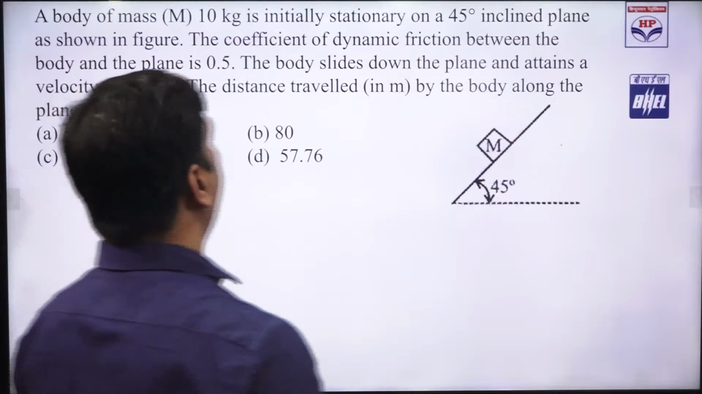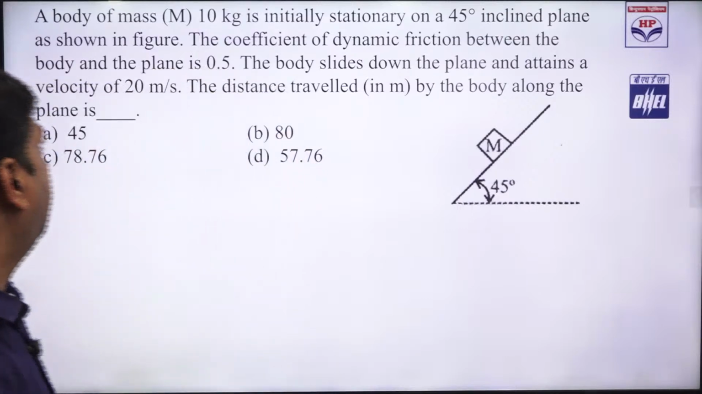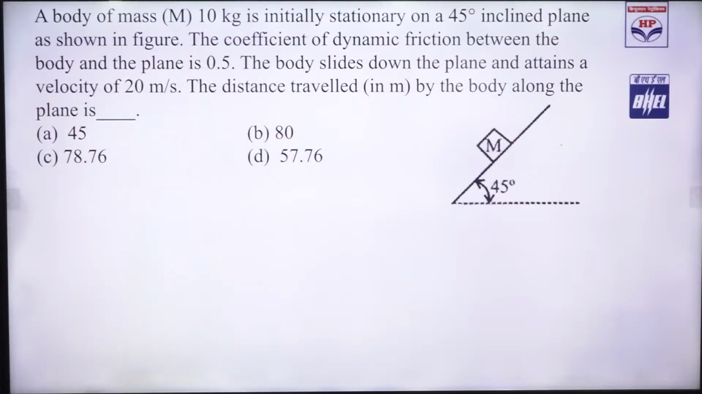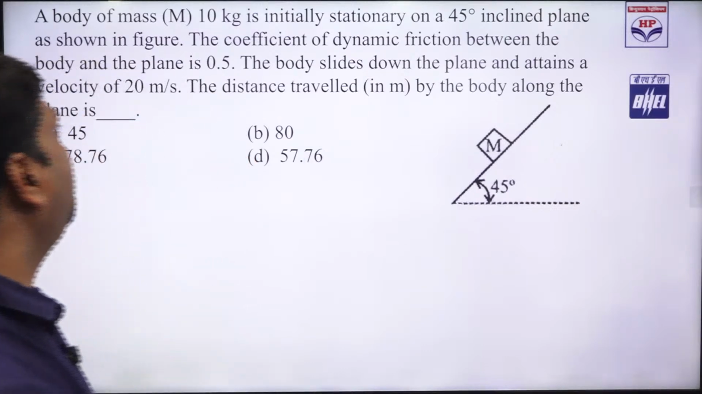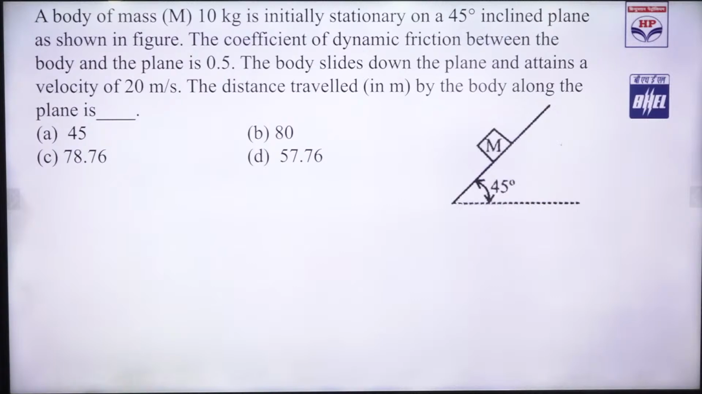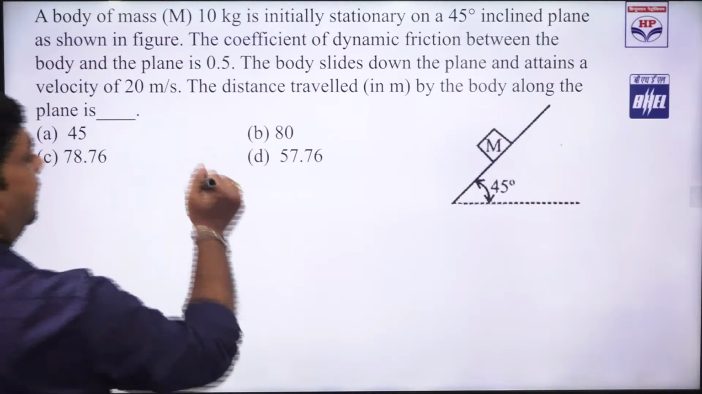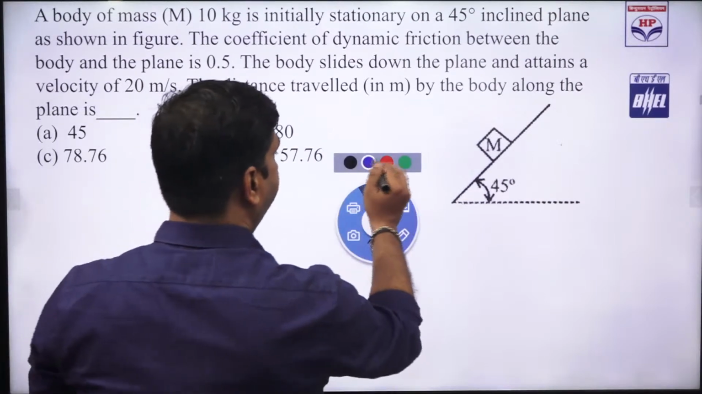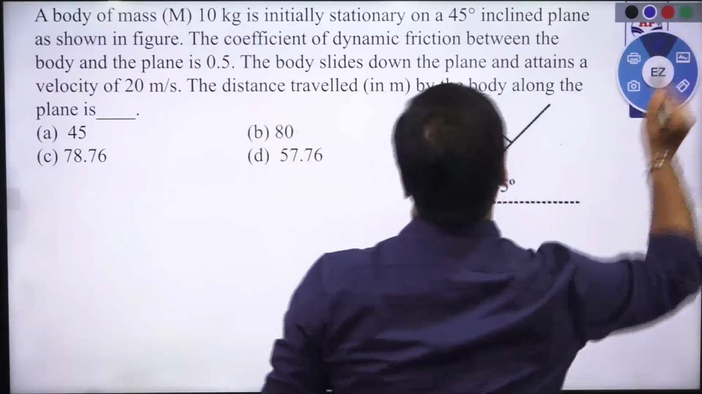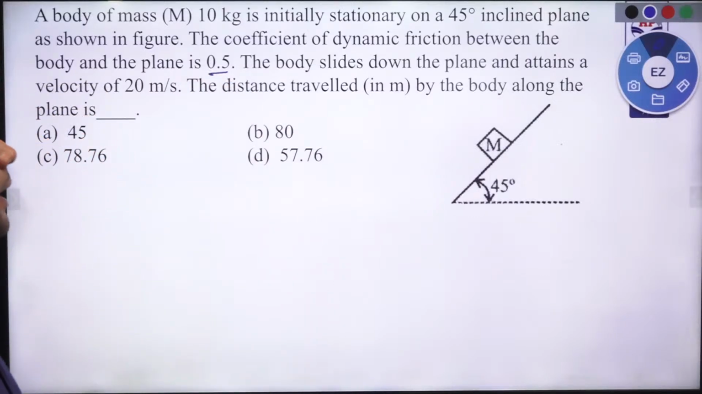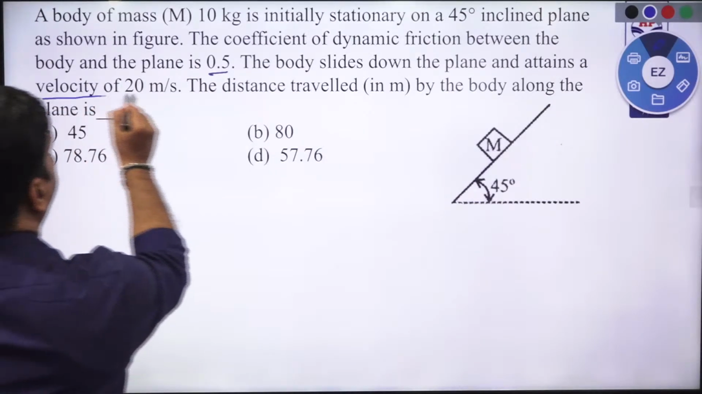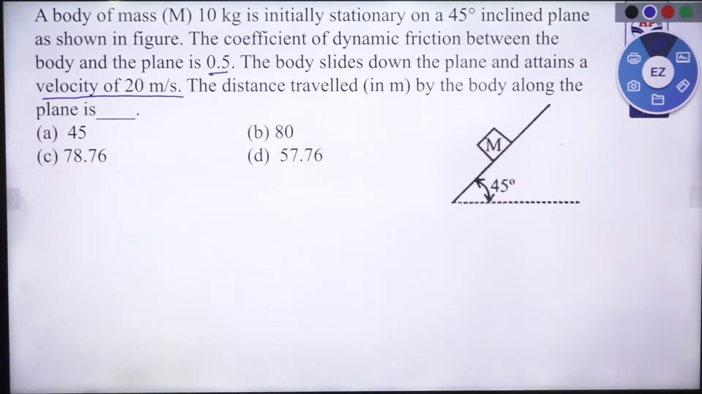Okay, so now I'm going to solve the question. Solve with me. Try to solve with me. Okay, a body of mass M, 10 kg, is initially stationary on a 45-degree inclined plane as shown in the figure. The coefficient of dynamic friction between the body and the plane is 0.5. The value of mu is given here, that is 0.5. Okay, the body slides down the plane and attains a velocity of 20 meters per second. Velocity is also given as 20 meters per second.